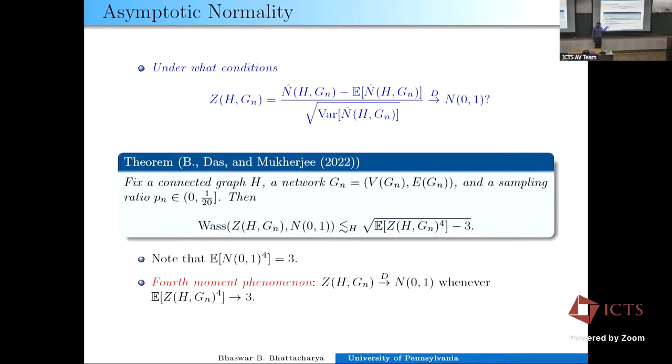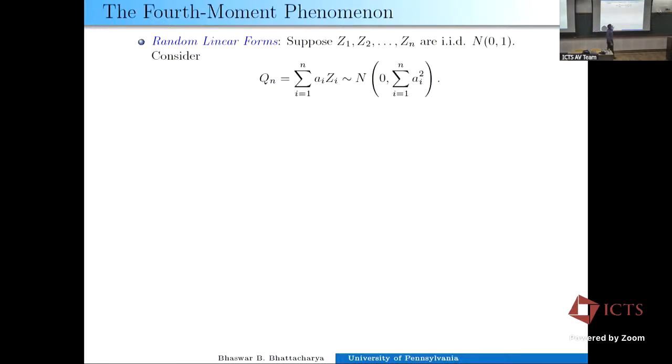Okay, so let me take a little digression here to explain where this condition comes from and what it means. So here's a little digression into the study of random multilinear forms, which I will come back to in a moment. Let's suppose I have some IID normal random variables, and begin with the random linear form.